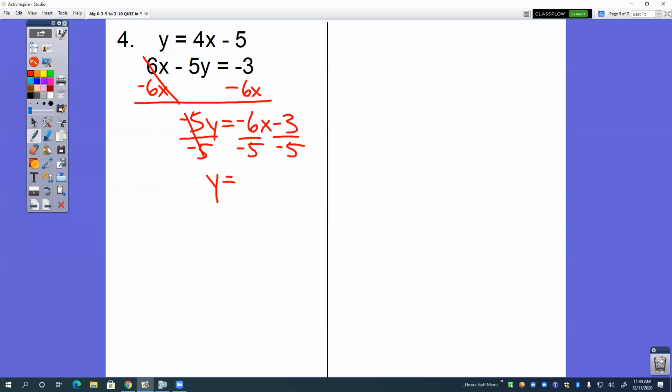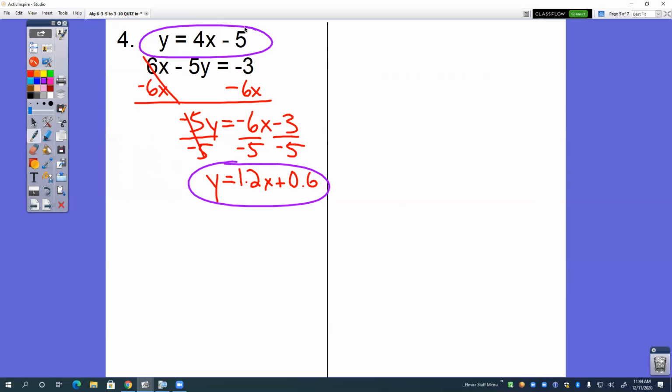Now, negative 6 divided by negative 5. Normally, when you're graphing, you would leave it as a fraction so that you could graph the slope easier. But because we're doing this algebraically, I'm actually going to do negative 6 divided by negative 5, and I'm going to get positive 1.2x. Remember, a negative divided by a negative is a positive. Negative 3 divided by negative 5 is going to be a plus 0.6. So now I have my two equations set equal to y equals.